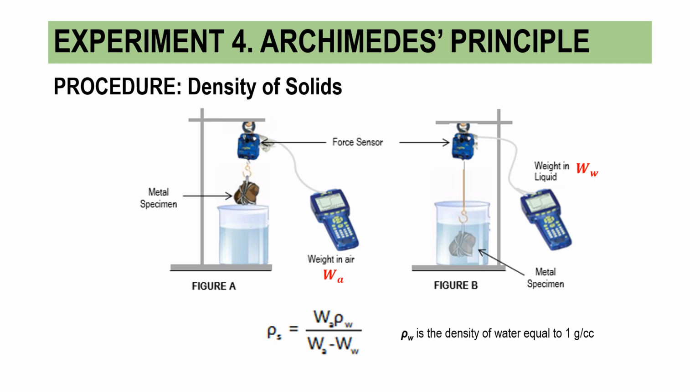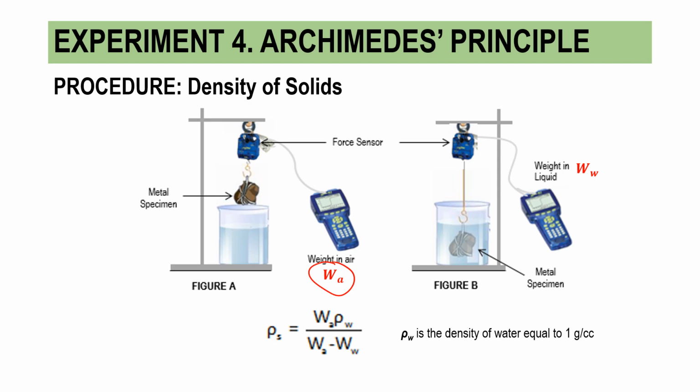In this setup, we can see the Explorer GLX, which is connected to the force sensor. The force sensor is used to measure the weight of the metal specimen here. As we can see on the first setup, the metal specimen is in air. So we have to measure the weight of the specimen in air using the force sensor, and the reading will be displayed in the Explorer GLX. Again, the reading here is the weight in air.